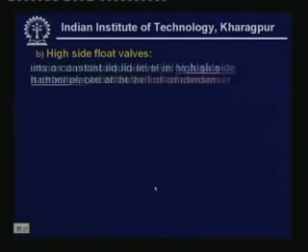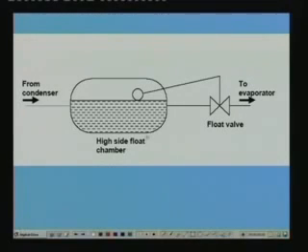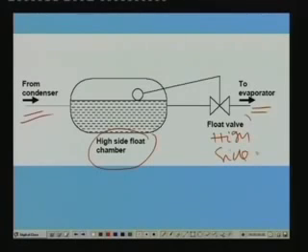So the high side float valve maintains a constant liquid level in the high side float chamber. This is placed at the exit of the condenser. That means you have a high side float chamber placed between the condenser and the evaporator. So this is the high side float valve. Refrigerant enters from the condenser, it first comes to the high side float valve, then it flows through this float chamber, then it flows through the float valve, and through the float valve it enters into the evaporator. And this float valve will always maintain this level.